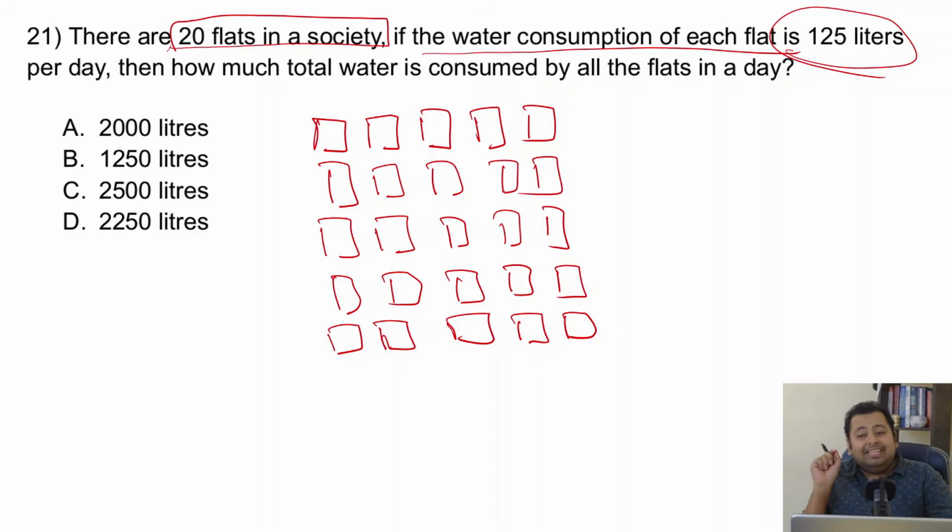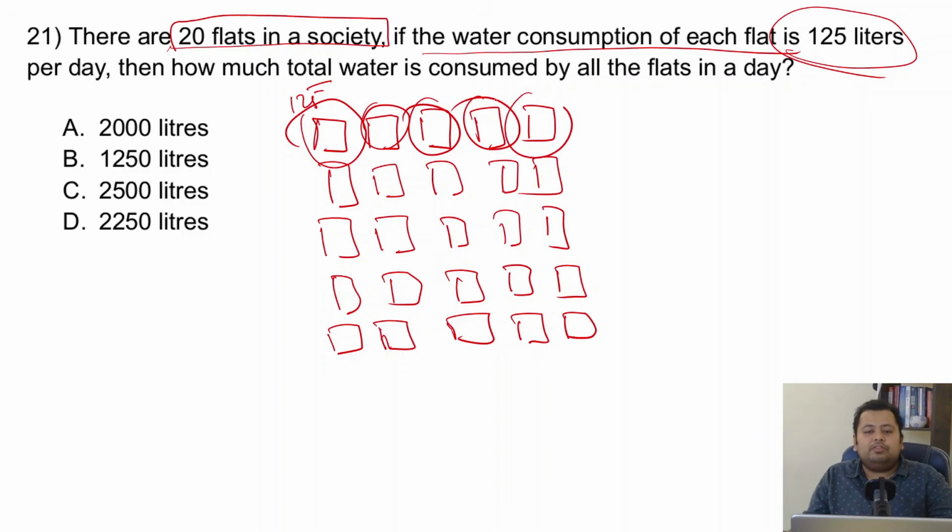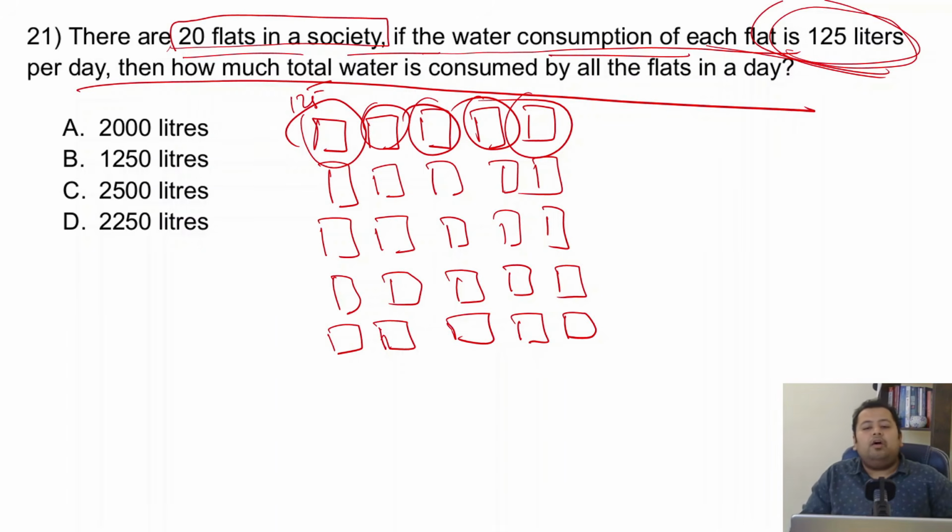If the water consumption of each flat is 125, right? So this is 125, this is 125, this is 125, this is 125, this is 125. So all of it is 125. 20 flats in society. If the water consumption of each flat is 125 liters per day, then how much total water is consumed by all the flats in a day? Pause the video, solve it, and then look at the solution.